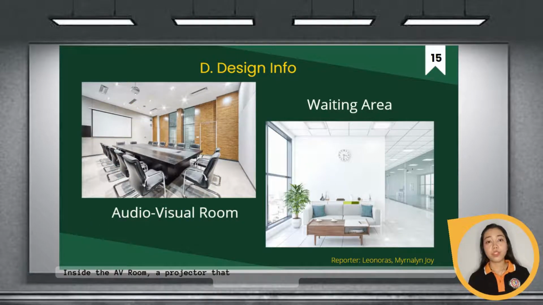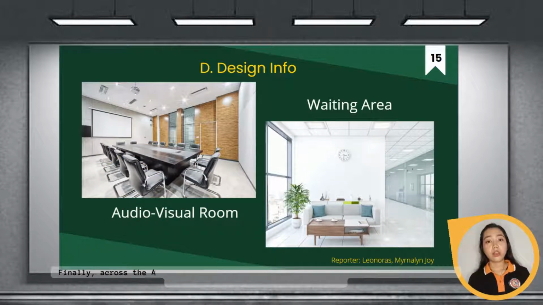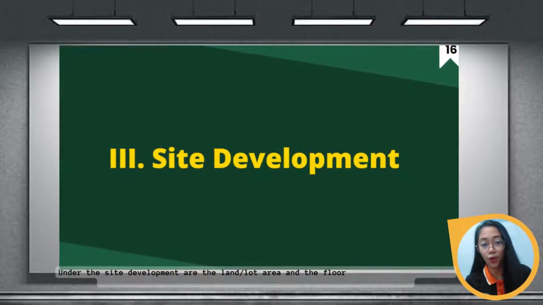Inside the AV room, a projector that can also be pulled up to reveal a whiteboard is hung up the wall. The chairs are made of leather and the table is made of glass. Finally, across the AV room, the fire exit on the second floor can be found that leads to the staircase outside the building. Under the site development are the land area and the floor area.